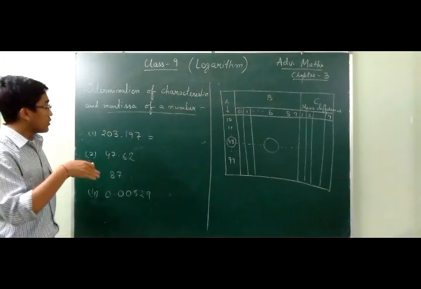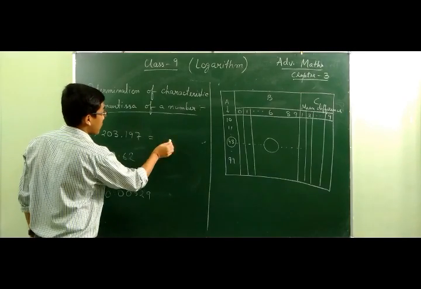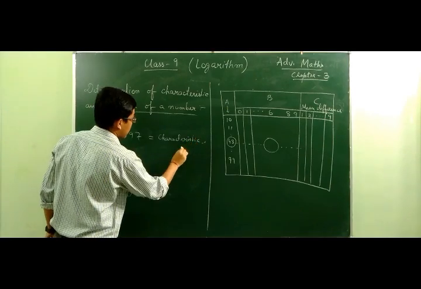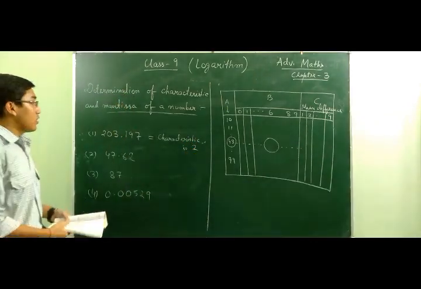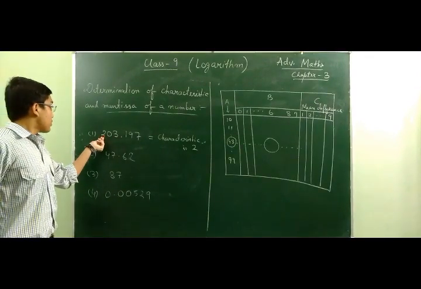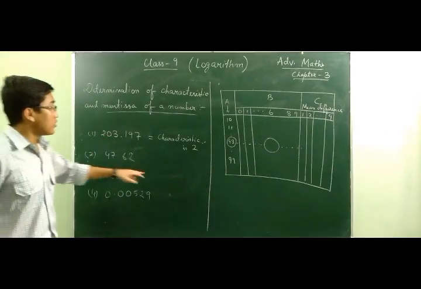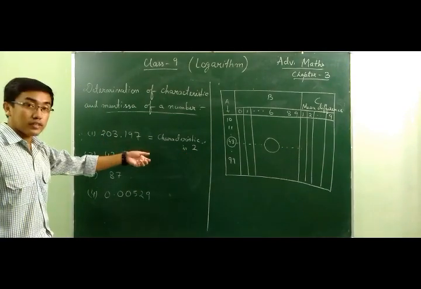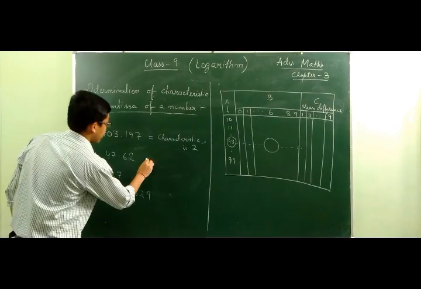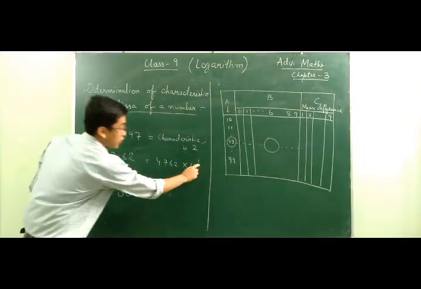In one sense, we can think that the characteristic is nothing but the power of 10. Here the characteristic is 2. As you see, if I have 3 digits before the decimal, the characteristic is 2. That means the characteristic is 1 less than the number of digits before the decimal. Similarly, if I break this one, I can write 4.762 into 10 to the power 1.